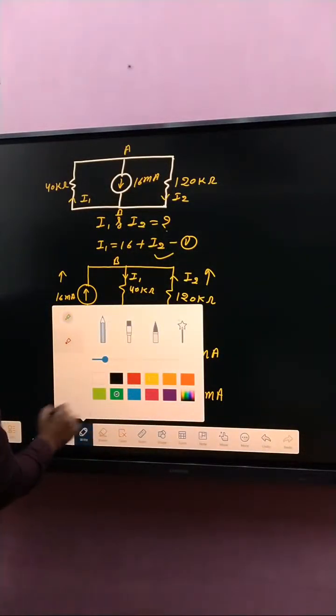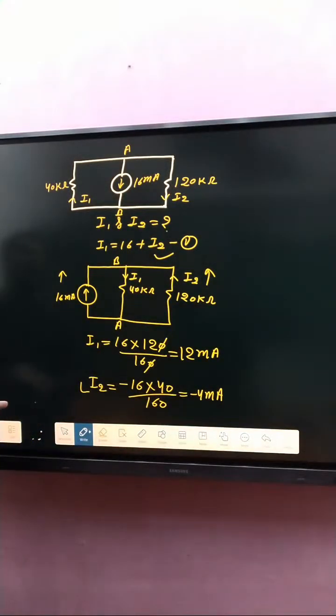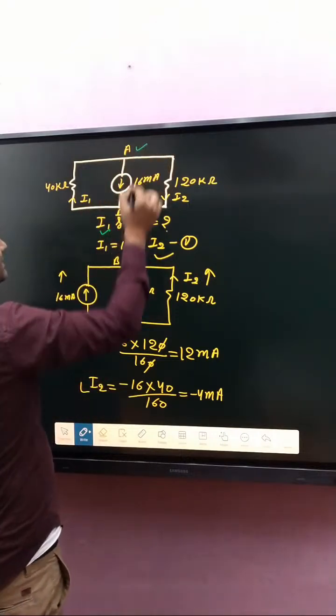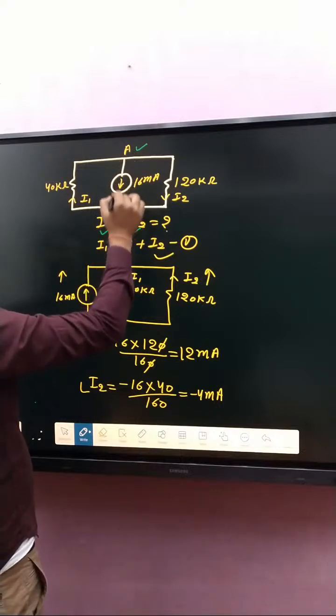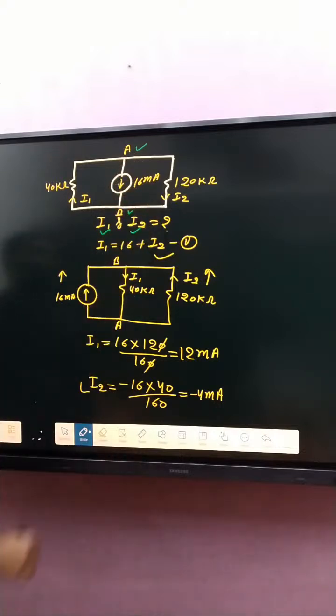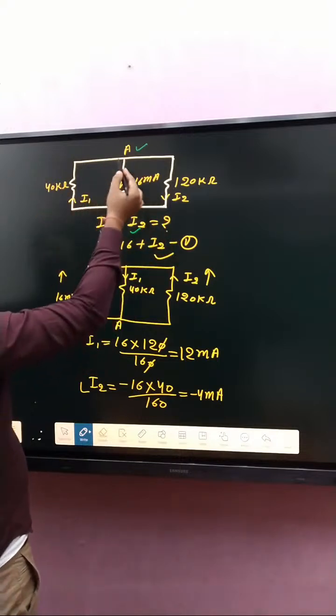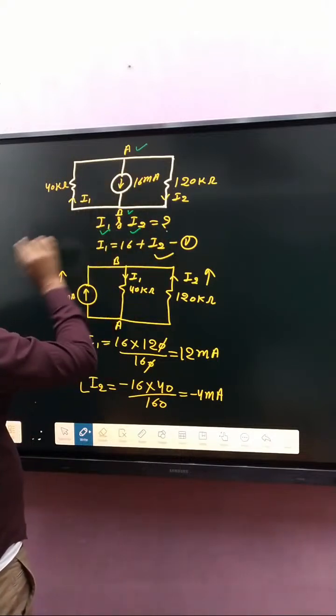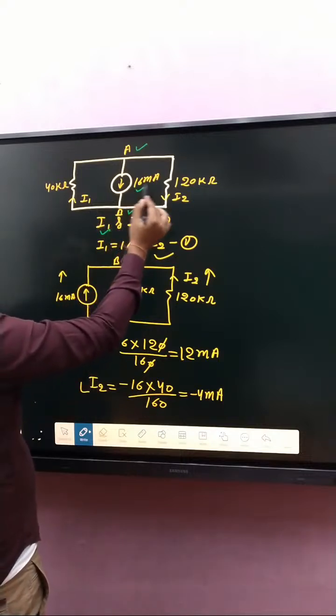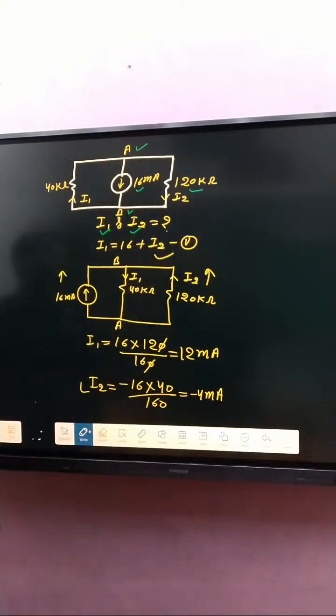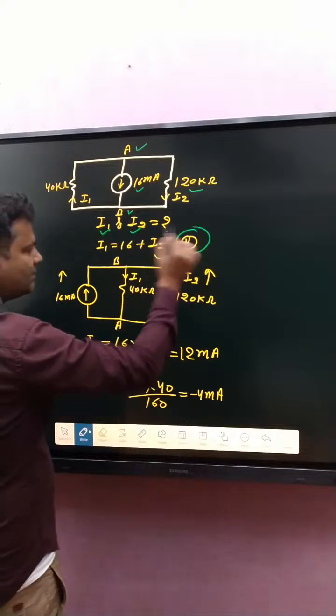I will explain again. Now, we simply need to determine I1 and I2. So first of all, we have considered that branch and that node, branch A and branch B. If we apply KCL at node A or B, then we get incoming current I1, outgoing current 16 and I2. So that is equation number 1.